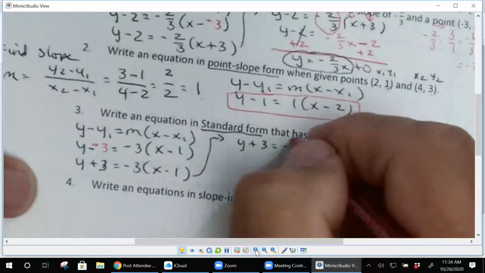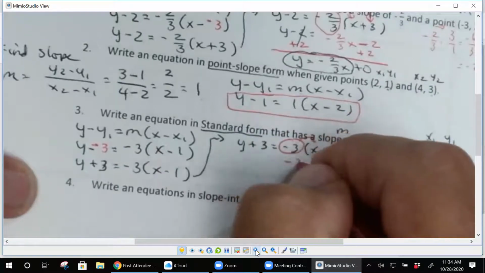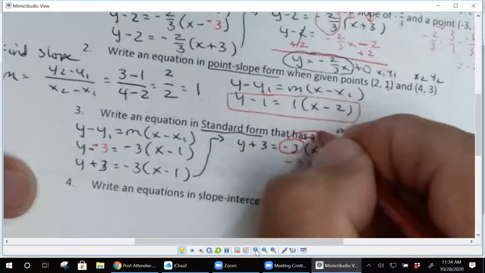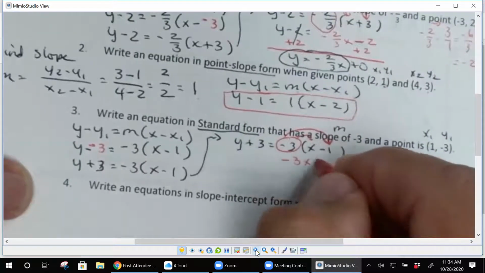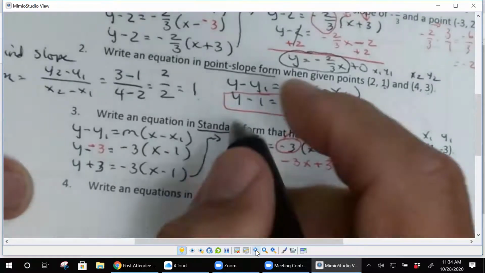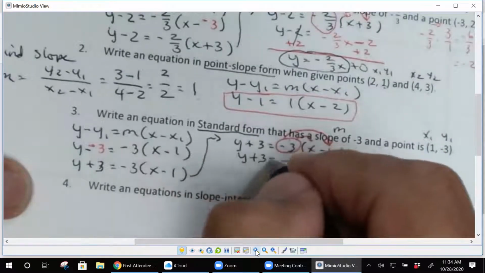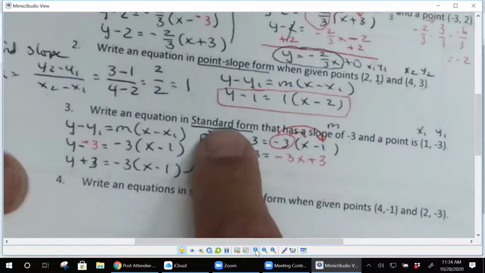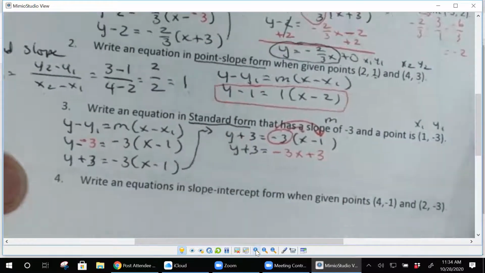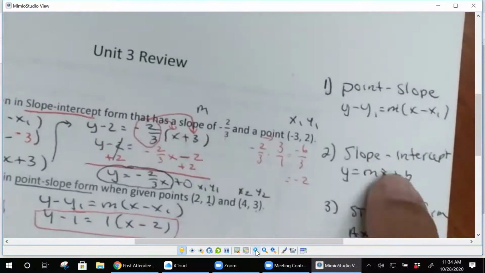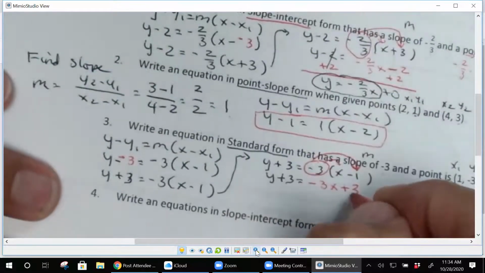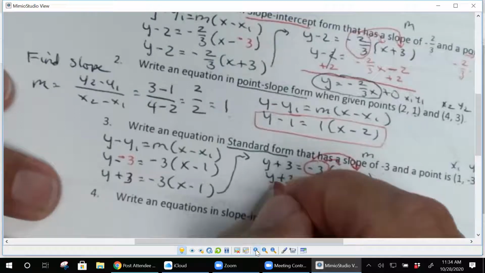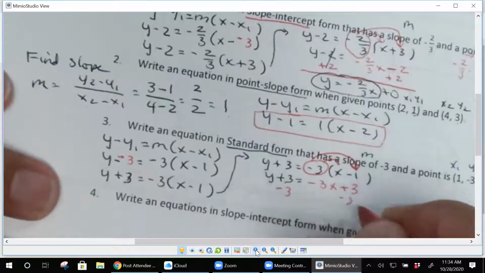I'm going to distribute the -3 to the x. That gives me a -3x. Now, be careful here: -3 times a -1 is a +3. So we have y plus 3 equals. Remember, we want standard form. So we just got it in point slope form. That's right there. Now we're going to make it y equals, so we can distribute and get rid of the parentheses. We just did that. What's being done to y is being added by 3, so we're going to subtract 3 from both sides.